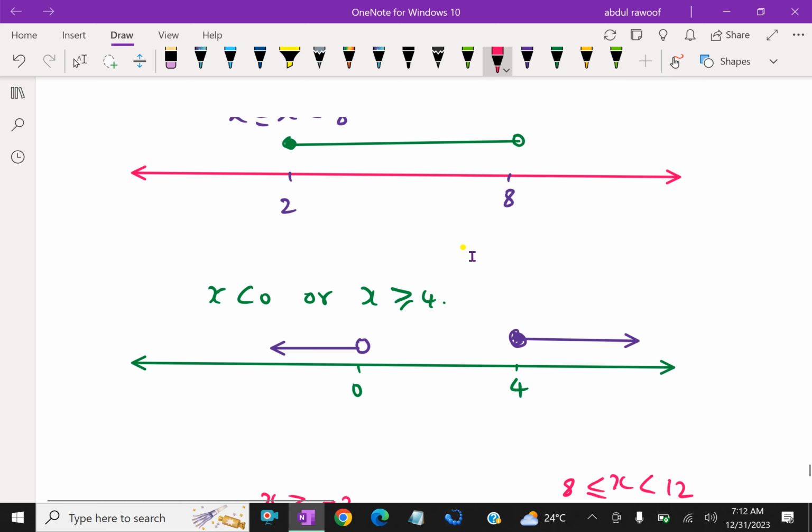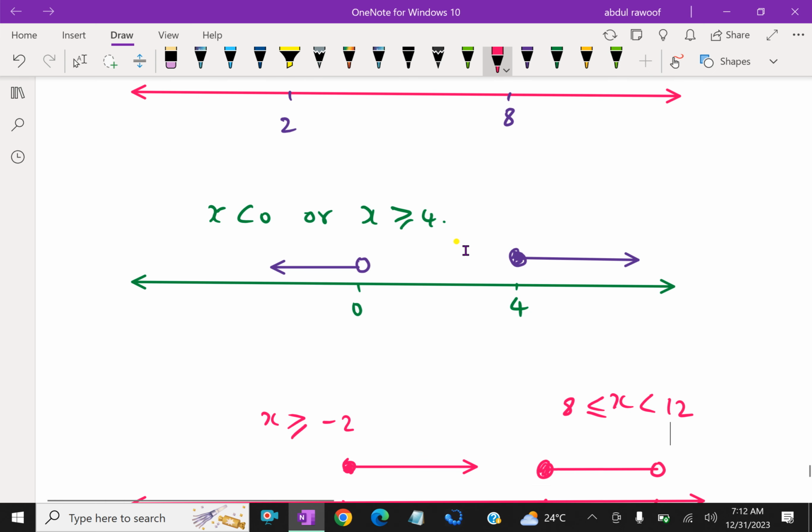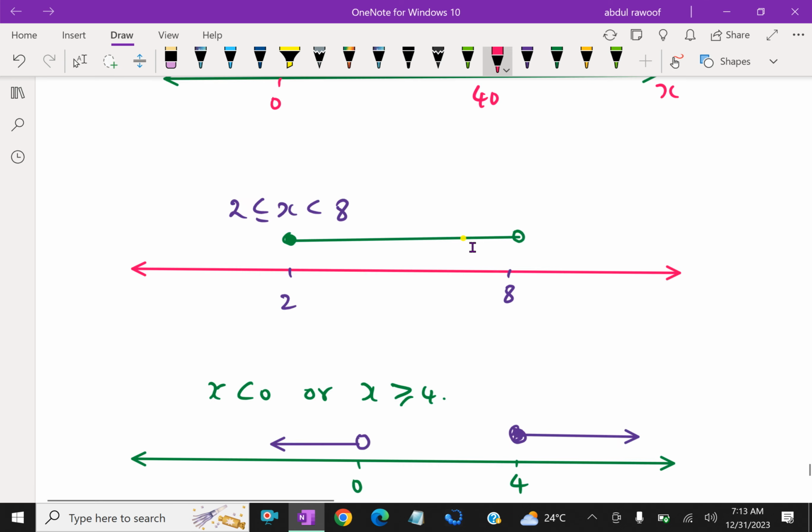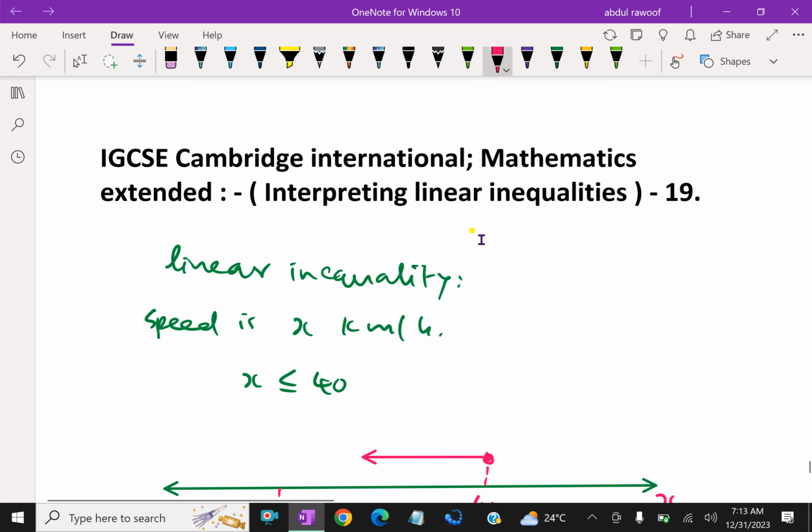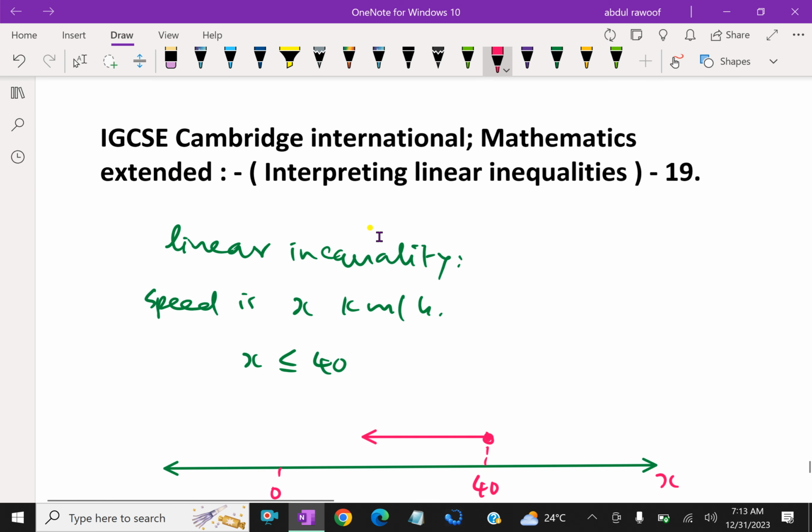So far we discussed the representation of inequalities on a number line. Interpreting linear inequalities on a number line, we have done.